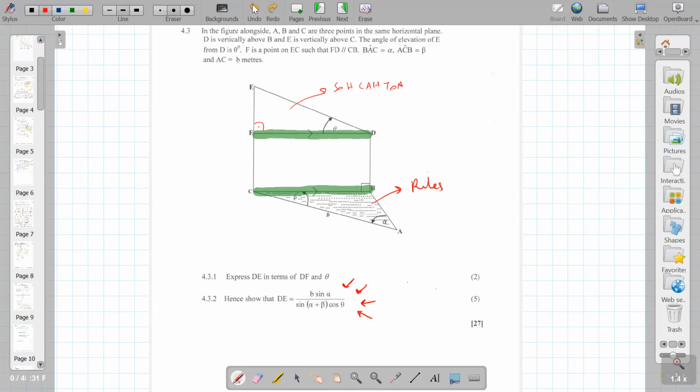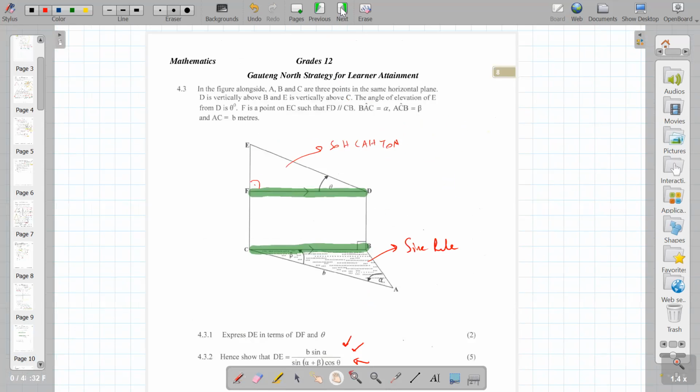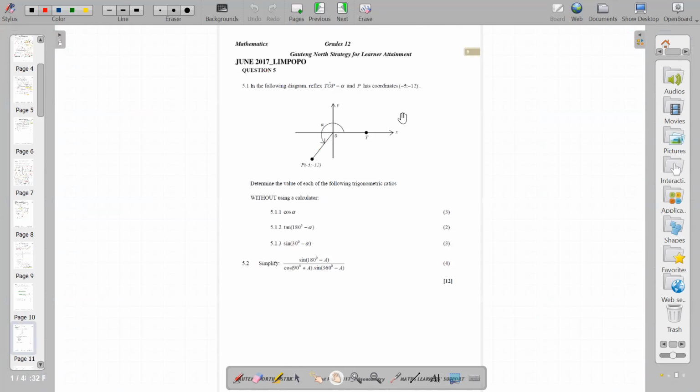Okay. I don't need to write the rules. I can just write sine rule, because that's what is over there. It's not square root or anything. So we basically will use the sine rule. So we're going to use SOHCAHTOA and the sine rule using the link, which is DF and BC, and then we can just combine them. Okay, so that will be this question 4.3. So last session, we can look at this paper of Limpopo.